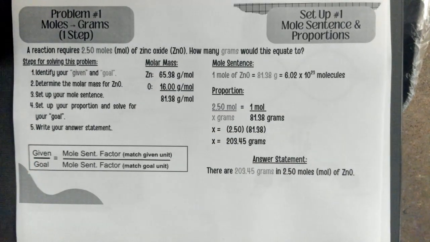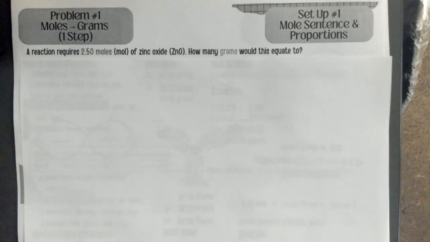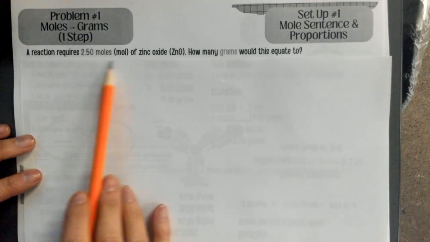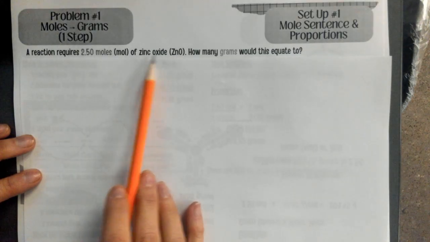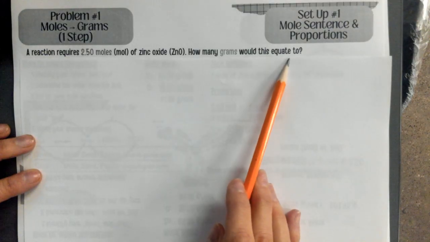So here's my first problem. It says a reaction requires 2.50 moles of zinc oxide. How many grams would this equate to?